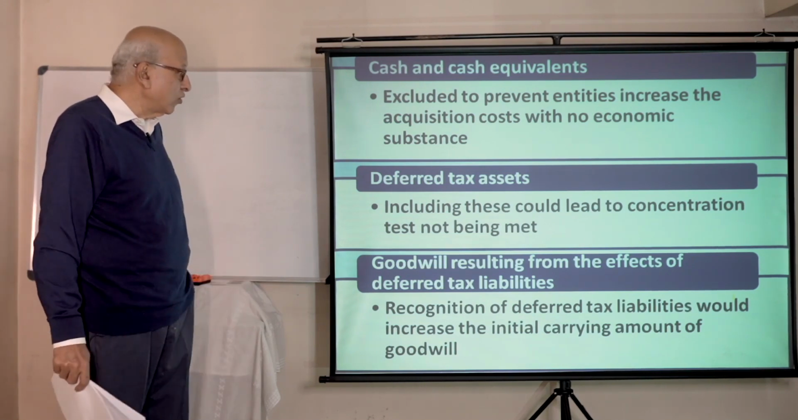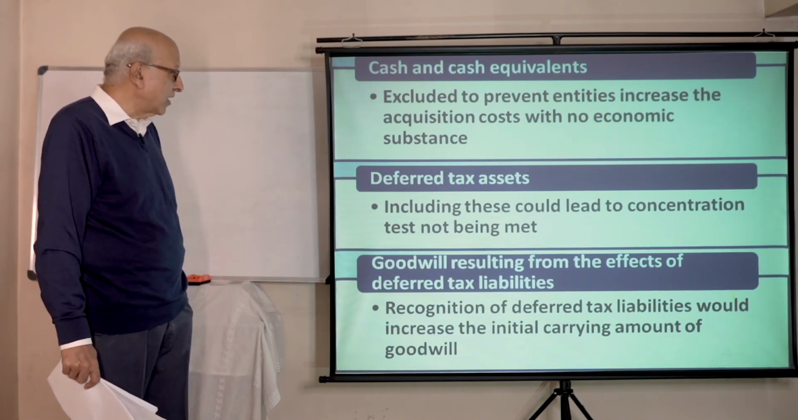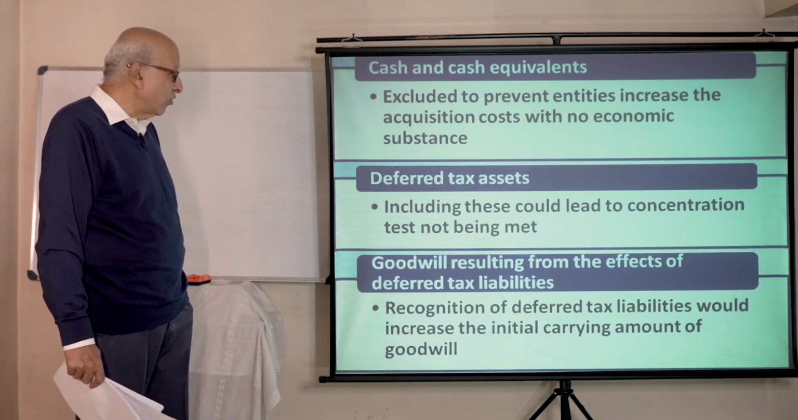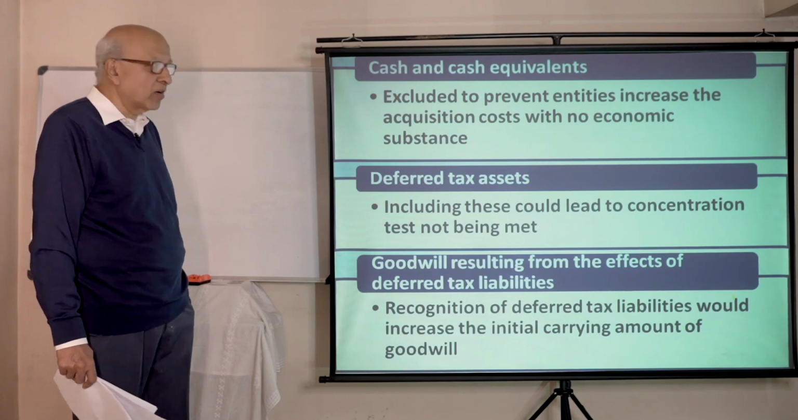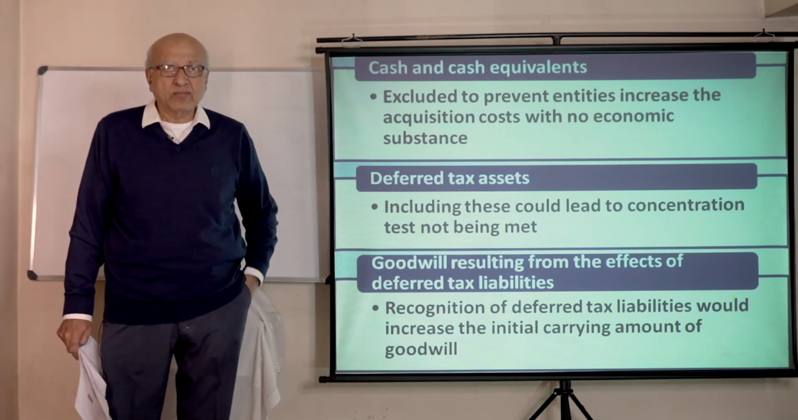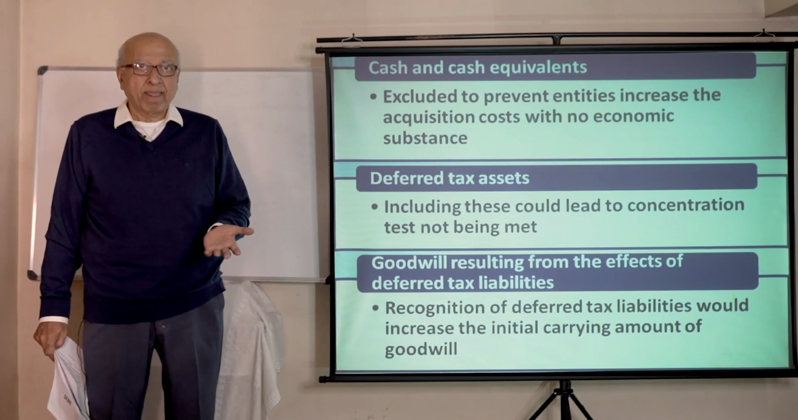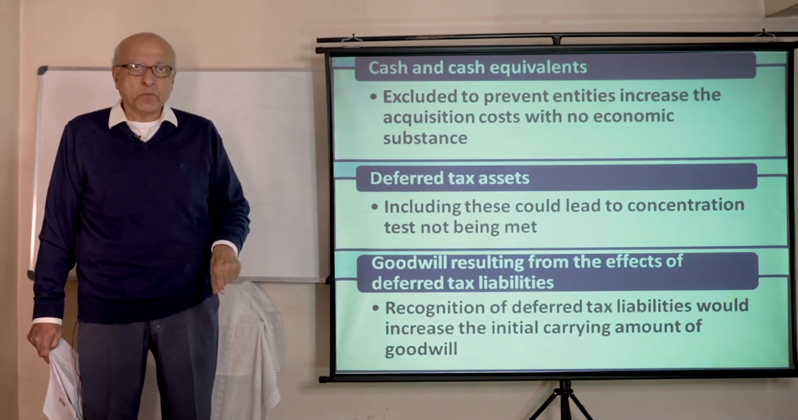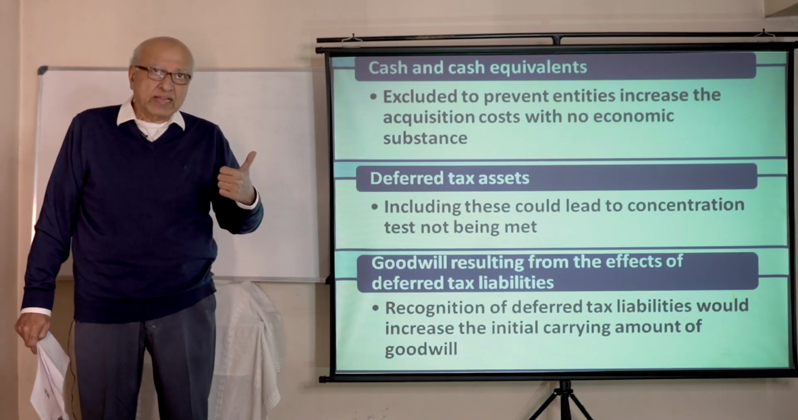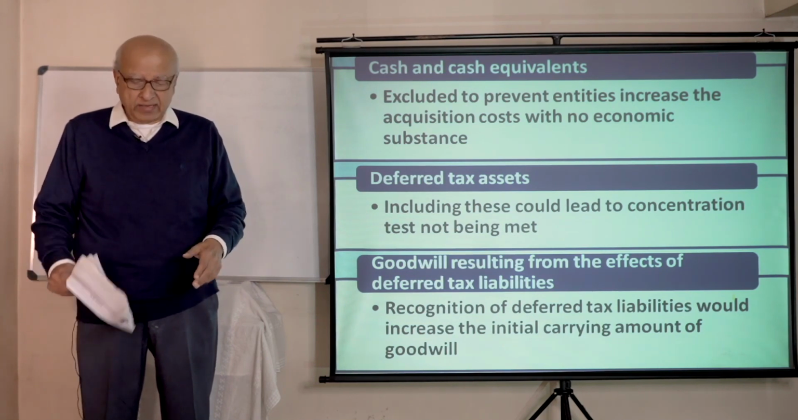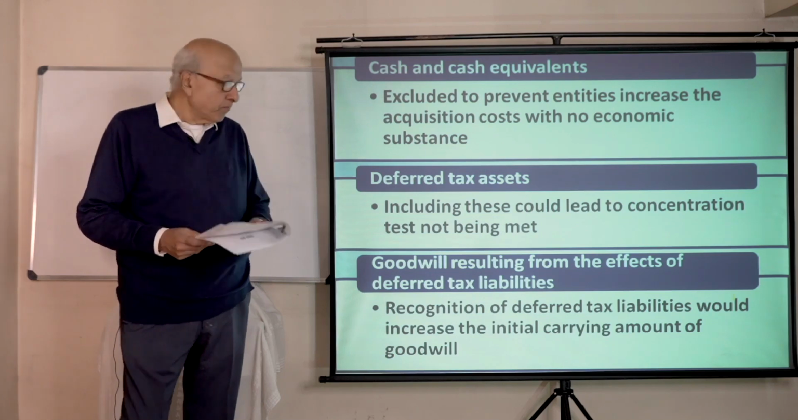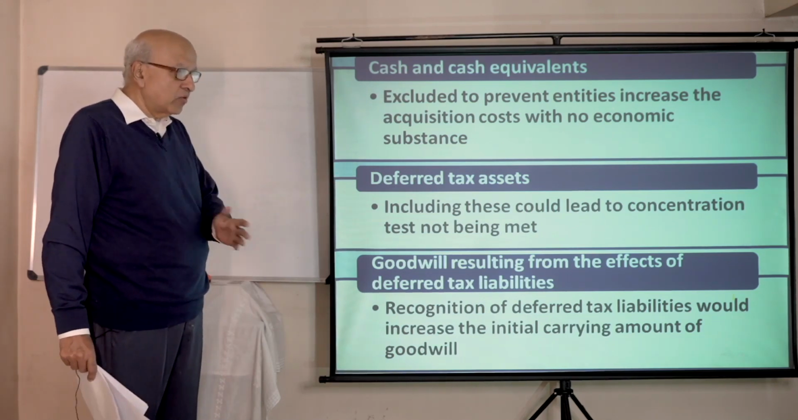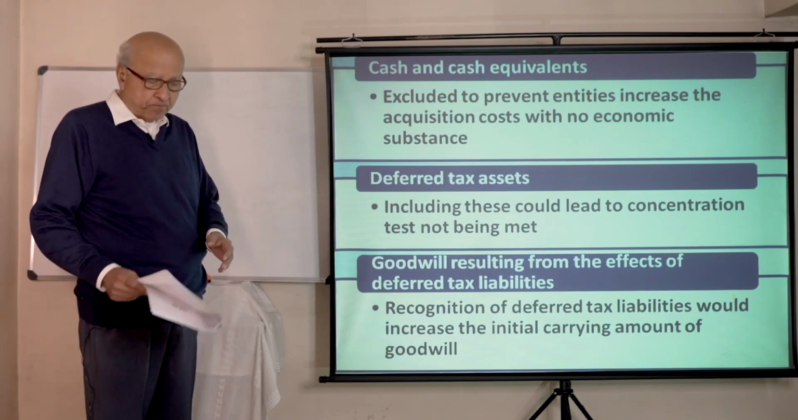Third thing is goodwill resulting from the effects of deferred tax liabilities. Recognition of deferred tax liabilities would increase the initial carrying amount of goodwill. So value of the assets will go up. Deferred tax liability increases the value of the goodwill. Goodwill debit to deferred tax liability. So any goodwill arising from effects of deferred tax liabilities is to be excluded.